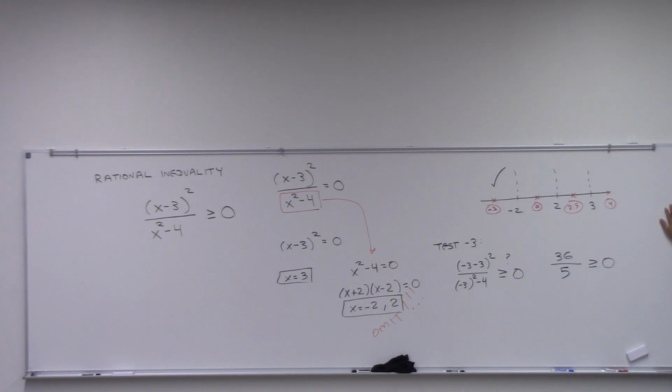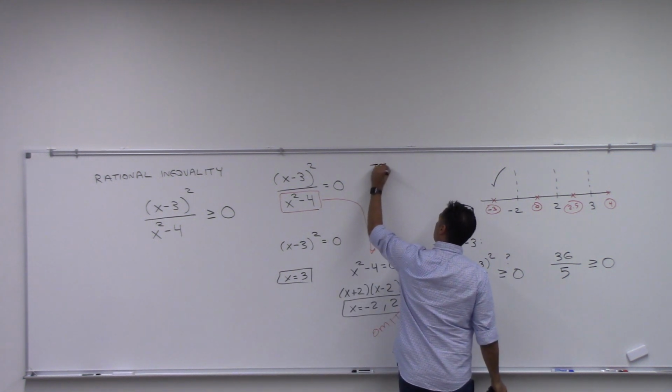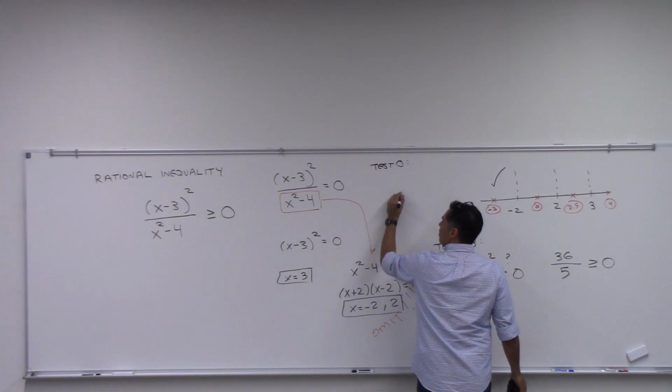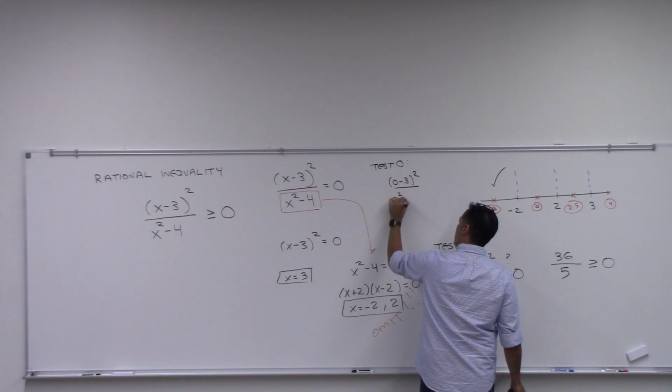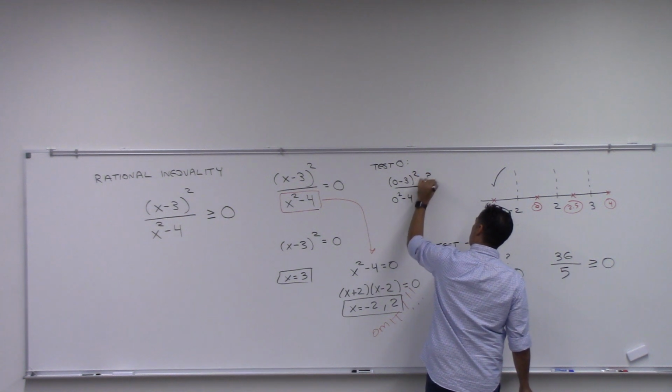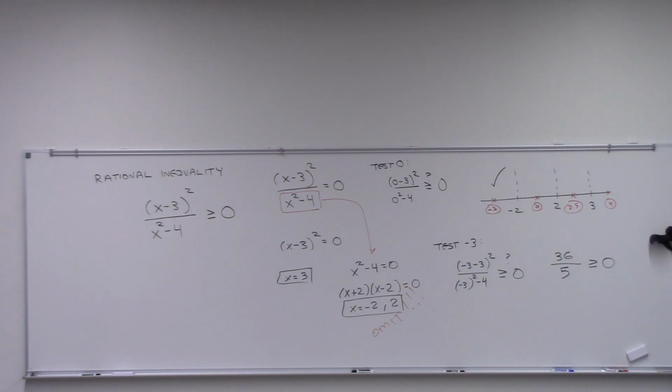All right, let's plug in 0. Testing 0 now. So we get (0 take away 3) squared over 0 squared minus 4. Is that greater than or equal to 0? The top is positive no matter what. What's the bottom? Negative. Positive over negative is negative. So that's not true, is it? So no.